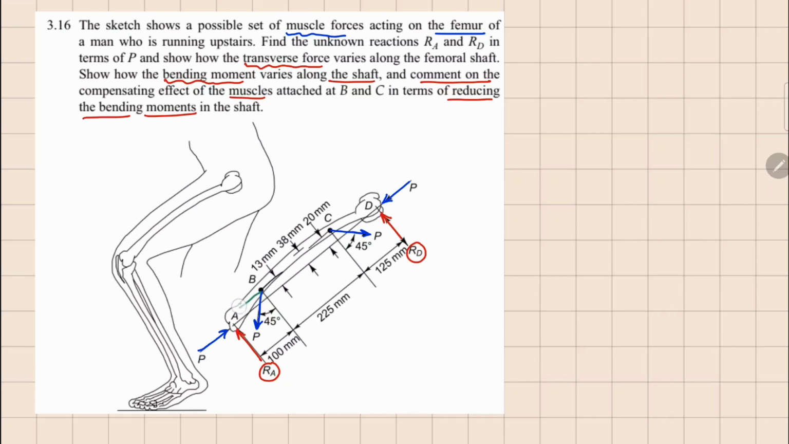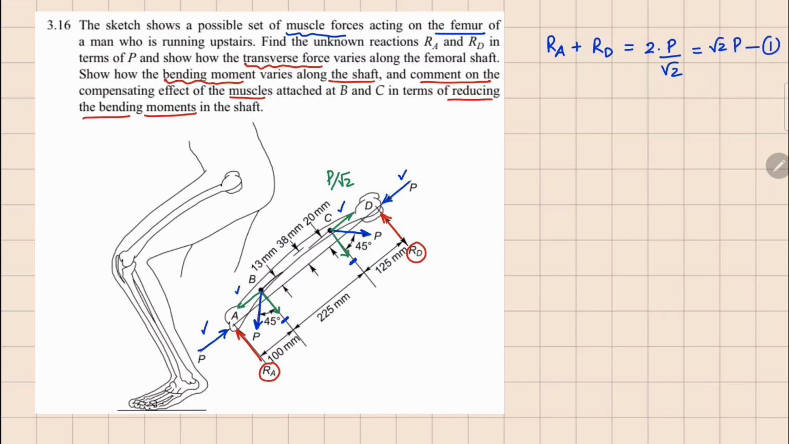These forces can be divided into two components here because the angle is 45. All of these green components are going to be P divided by square root 2. If I do the force balance in the x direction, these two will cancel each other, and in the y direction RA plus RD will balance this component and this one right here. So 2 times P divided by square root 2, which is square root 2 P.